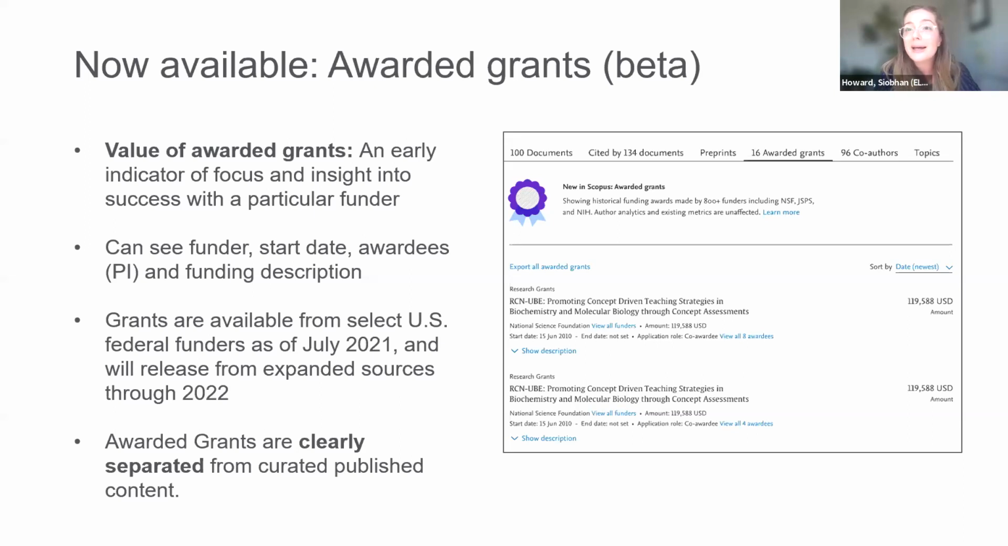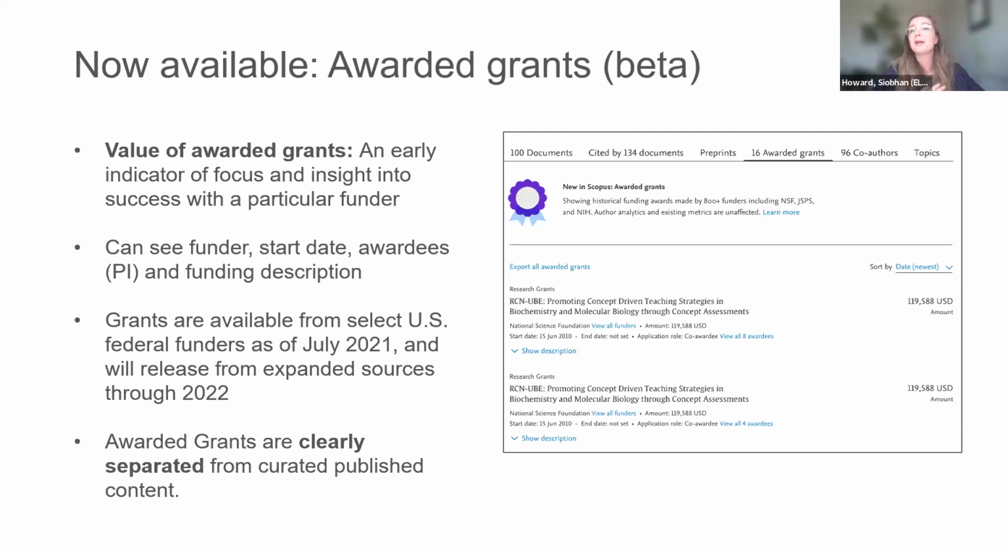But a really important call out is that this information is kept quite separately from the publication level data. Within the author profile, it is just going to be that awarded grants information, not linking through to any of the publications.